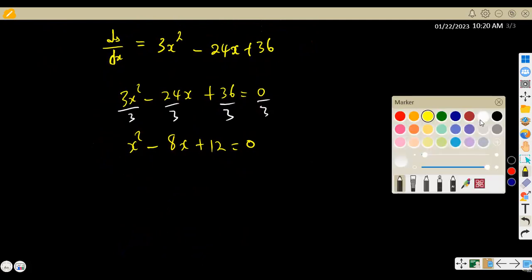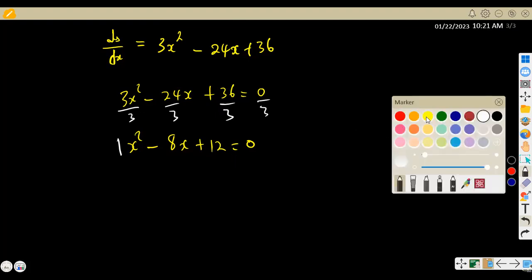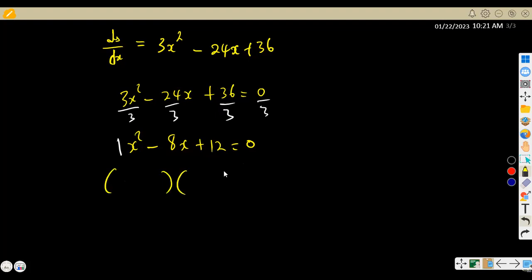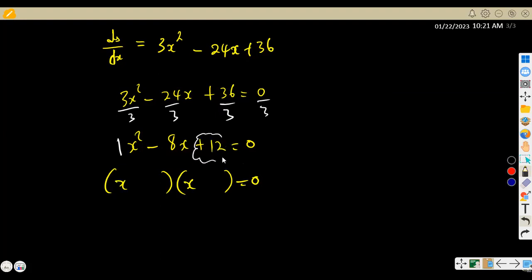Since the coefficient of x squared is 1, we can do the direct factorization of having 2 brackets that we equate to 0, having x and x here. Remember that you focus on the constant term, which is 12. What are the factors of 12? If you add these factors, they must give you a negative 8. So we've got negative 6 and negative 2. If we multiply this, we obtain positive 12. If we add, we obtain negative 8. So these are the 2 factors that we are going to use, minus 6 and minus 2.